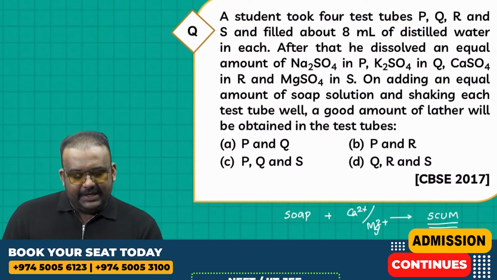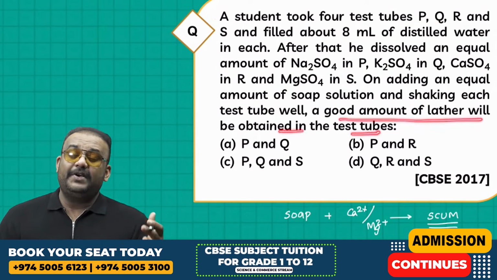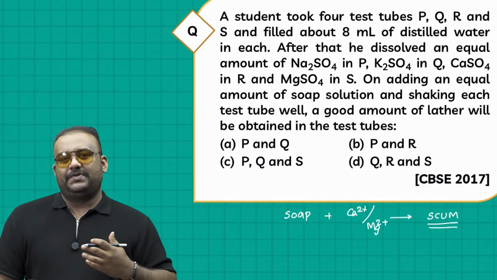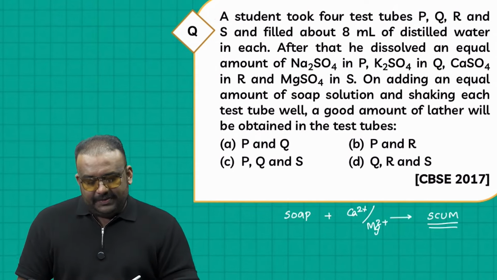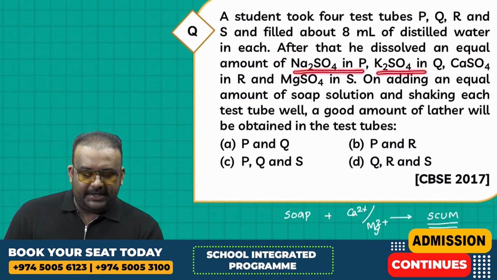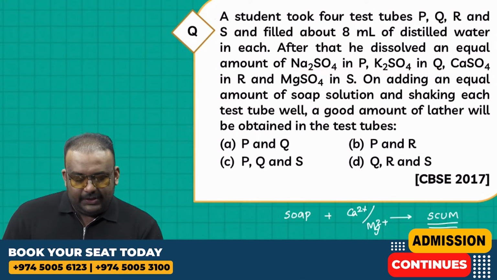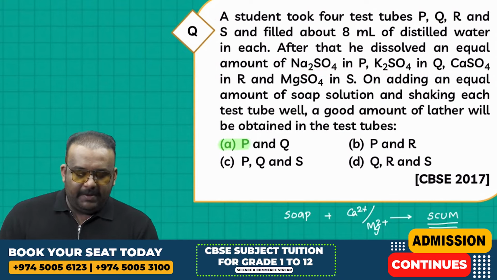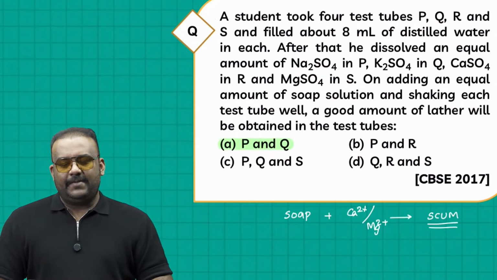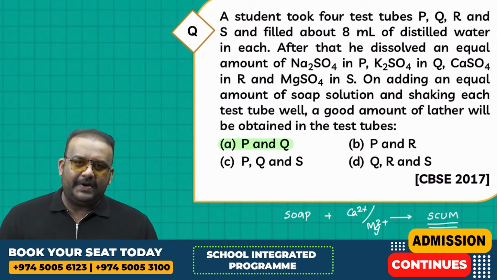So here the question is, a good amount of lather will be obtained in the test tubes where you will have sodium and potassium salts, right? So our options will be the test tube which is having sodium sulfate and the test tube which is having potassium sulfate will have enough lather. So P and Q will be the right choice in this case, right? So I hope the concept behind this question is clear to everyone.